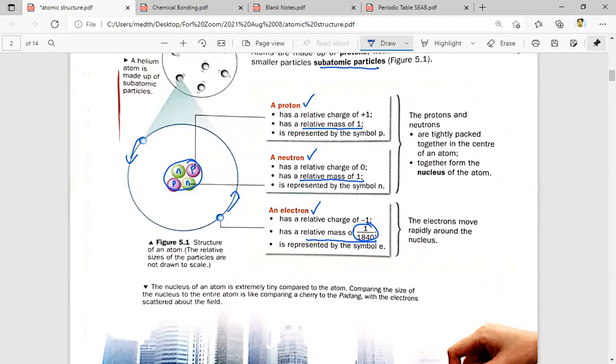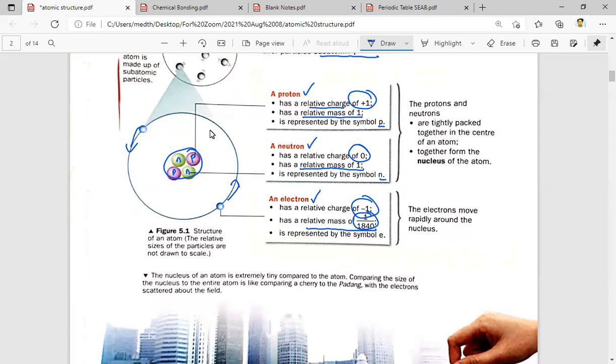Now, in terms of the charge, proton, from the word proton, you know that it should be +1. A neutron has a relative charge of 0 because neutron, think of it as neutral. And lastly, electrons. Because the proton is +1, the electron should be -1. This will allow you to have the traction to keep the electrons circling close to the nucleus, so the electrons don't actually run off. We have the symbols P for proton, N for neutron, E for electron.